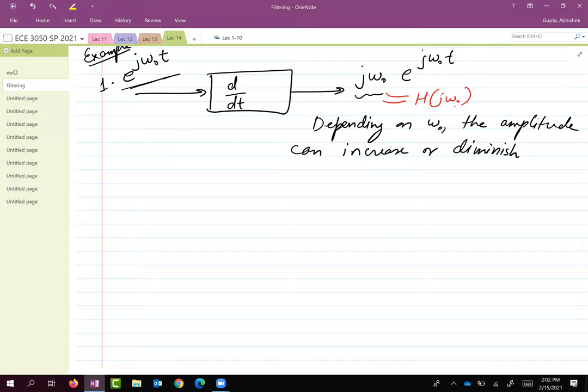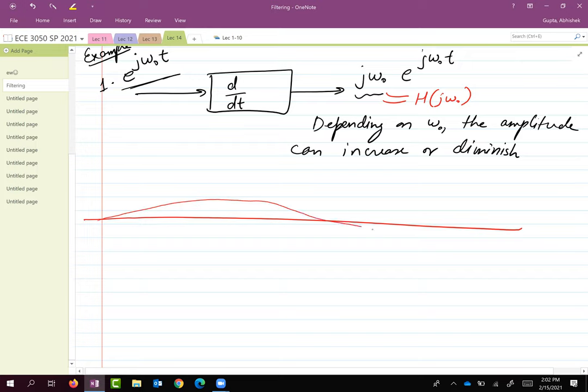So let's look at the values if omega naught is very, very small. What happens when omega naught is very, very small? When omega naught is small, this e raised to j omega naught t is almost like a constant signal. Well, when omega naught is zero, this is just a unit signal. But when omega naught is very, very small, let's plot that case. This is what the signal is going to look like.